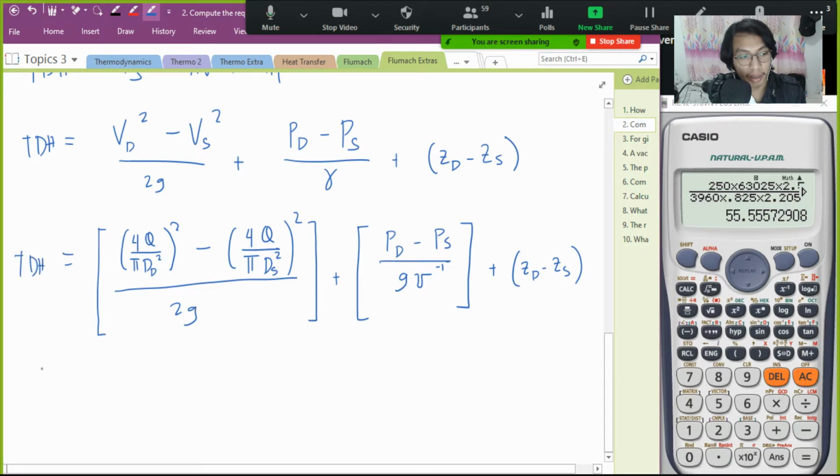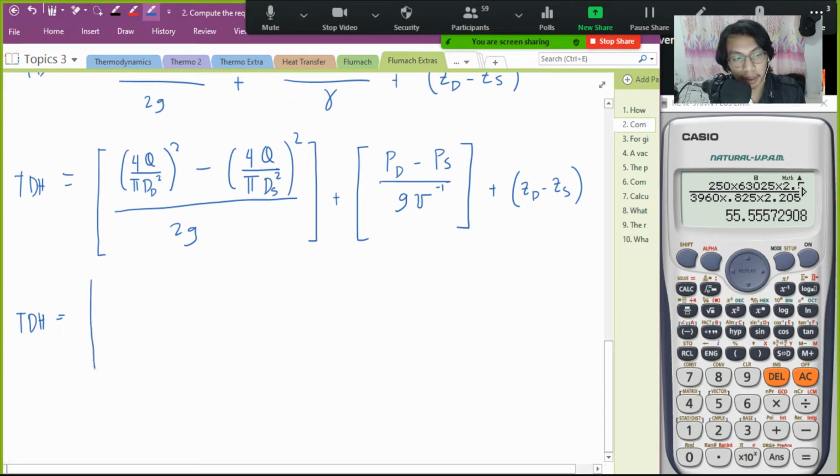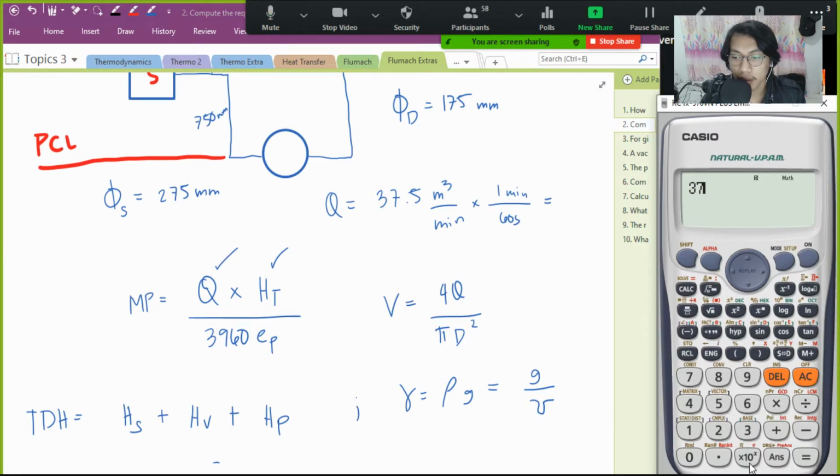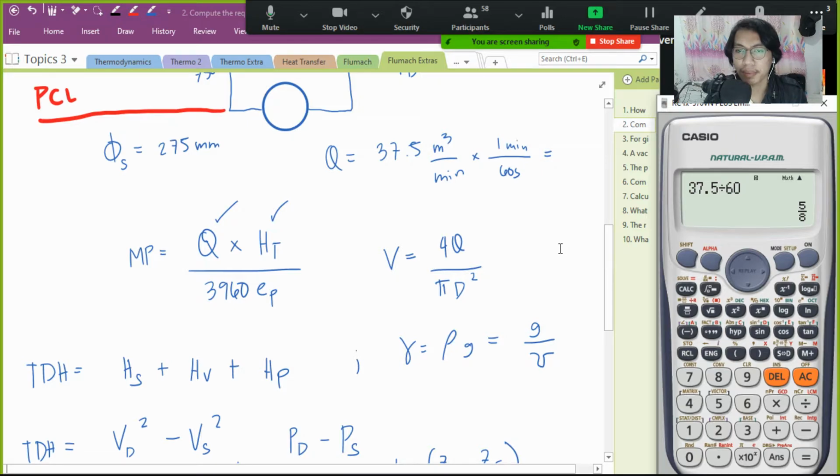O, tingnan natin. Total dynamic head. Isa-isa lang ha, mahaba to. Ang laging mahaba sa computation yan, yung determination ng head. So, 4 times Q, ang problema mo dyan naka 60, naka minute. Convert mo na kagad to: 1 minute, 60 seconds. 37.5 divided by 60, the answer is 5 over 8. Okay na yun, 5 over 8 meter cube in every second. As is na yan, pwede na yan. Huwag mo nang pahirapan sarili mo.